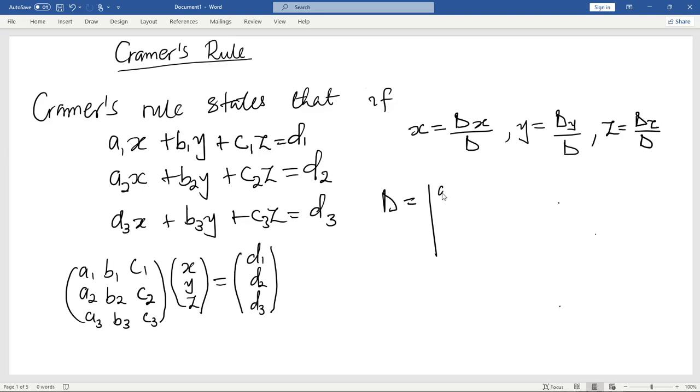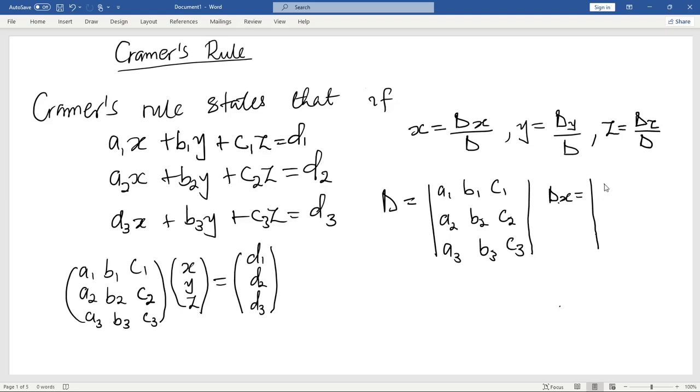So we find the determinant of a1, b1, c1, a2, b2, c2, a3, b3, and c3. Then for dx, the determinant with respect to the variable x, what we do is replace the coefficients of x with the constants after the equal sign. Meaning that where there are values of x, we replace them with d1, d2, d3.